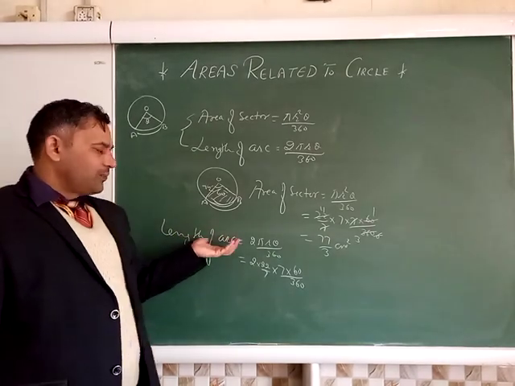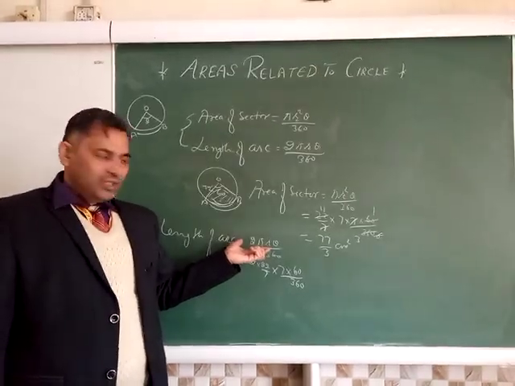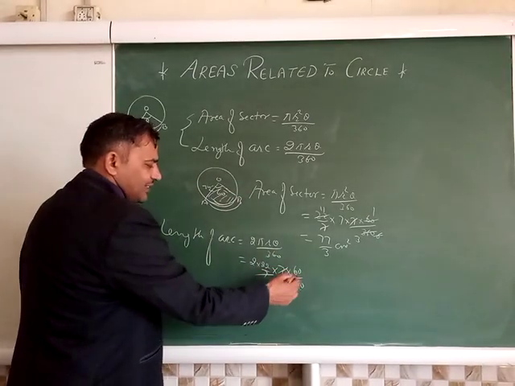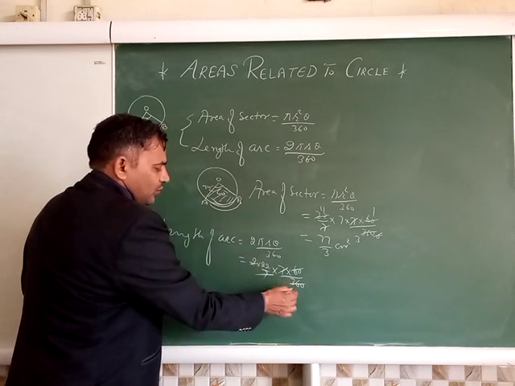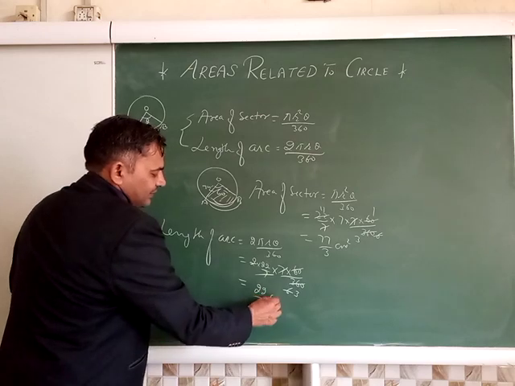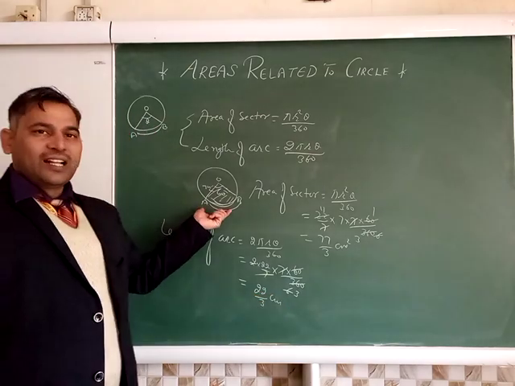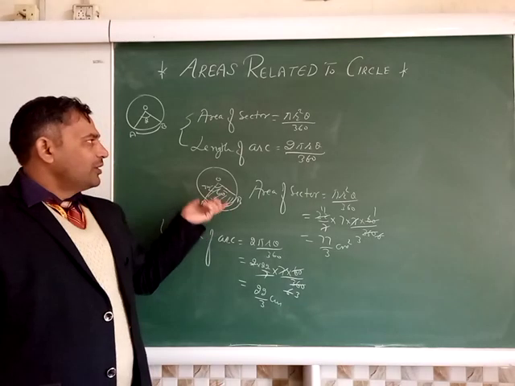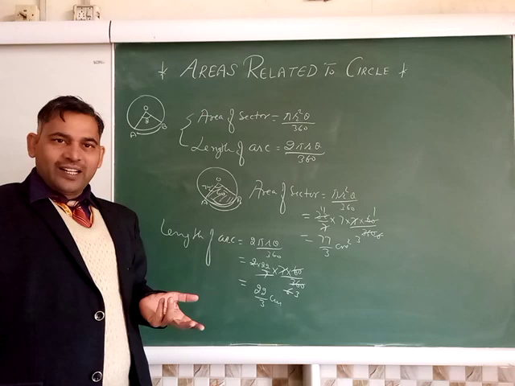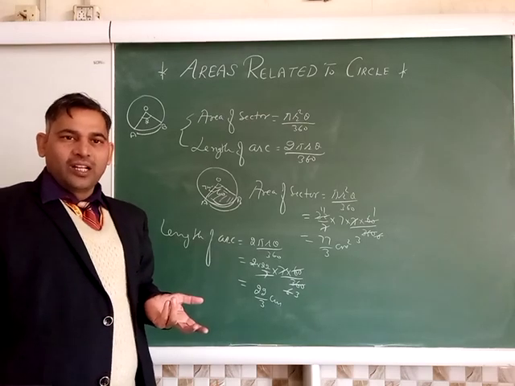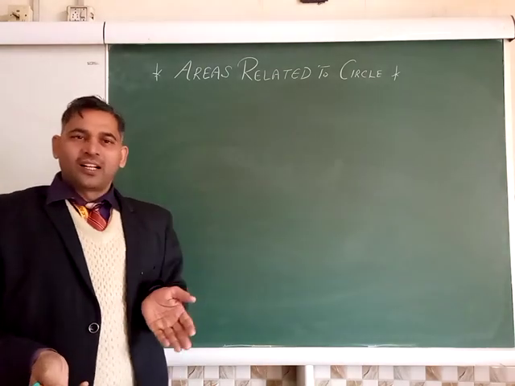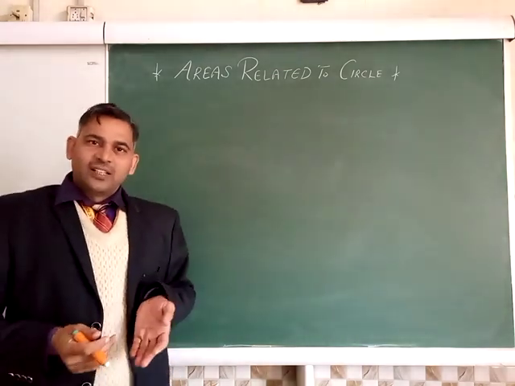So length of arc: first apply the formula 2 pi r theta by 360. Putting the value, 7 and 7 cancel. 1 sixes are 6, 2 threes are 6. So this is 22 by 3 centimeter. This is the length of arc AB. So I hope you understood the application of these two formulas also. Yes, my dear, we have discussed how to find area of circle, area of sector, length of arc.